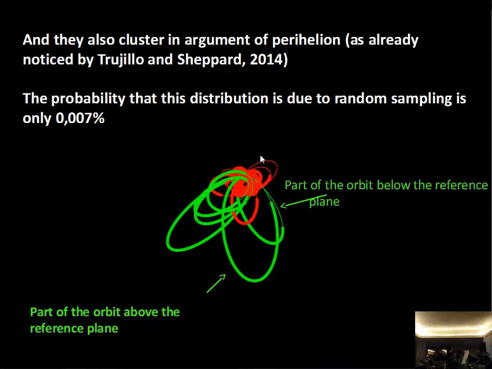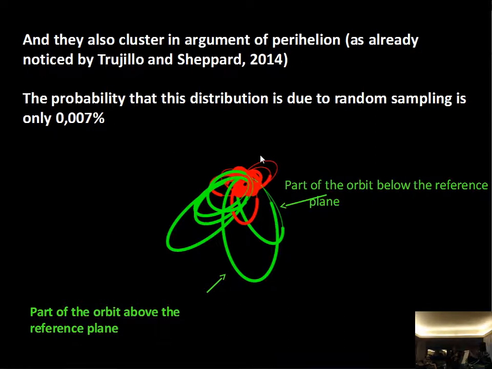And when they do so, they always go from below the ecliptic to above the ecliptic, never the opposite. They never go down, they always go up. Which means that the arguments of perihelion are clustered around 0. This was noticed already by Trujillo and Sheppard in 2014. So we have a double clustering of the most eccentric trans-Neptunian objects: a clustering in the longitude of perihelion and a clustering in the argument of perihelion.